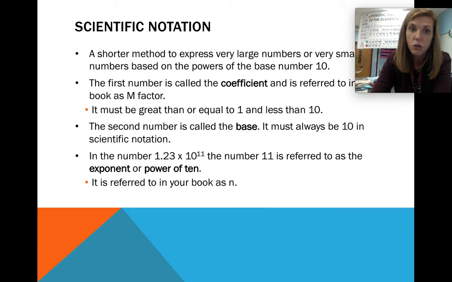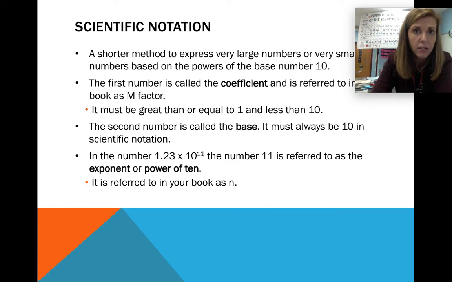Scientific notation is a shorter method to express either very large numbers or very small numbers based on the powers of 10. The first number is called the coefficient, and it's referred to in your textbook as an M factor. It has to be greater or equal to 1 and less than 10. So you can't have something like 200 times 10 to the fourth. That becomes 2 times 10 to the sixth. So the number always has to be only 1 in the ones place when you have your scientific notation.